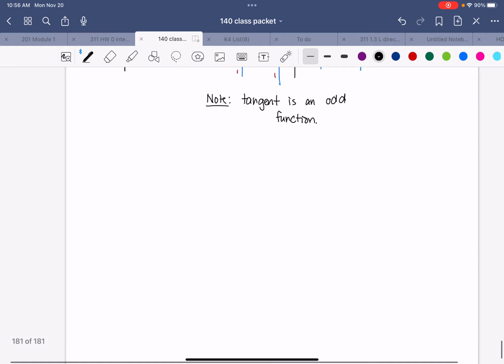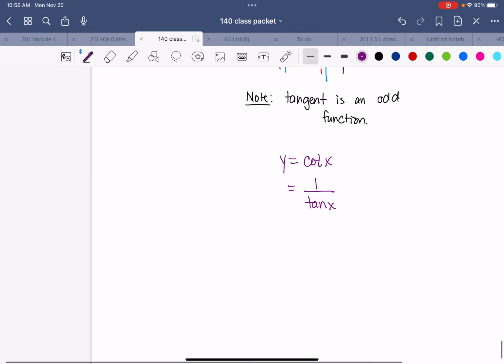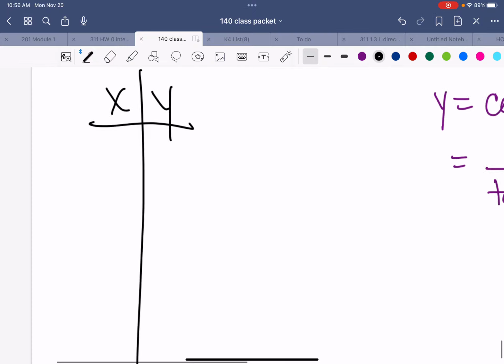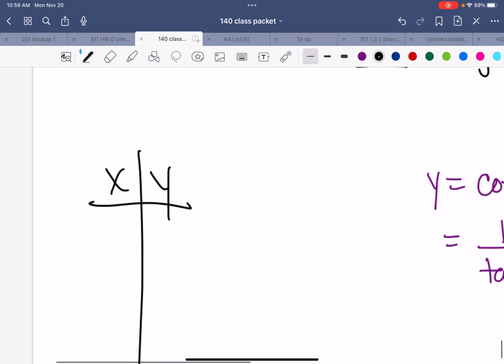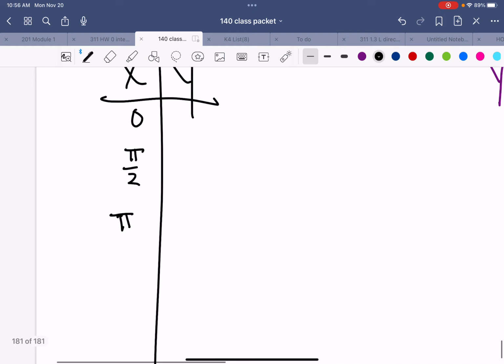So let's take a look at cotangent next. So y equals cotangent x. And we know that cotangent x is the reciprocal, right? So this is 1 over the tangent of x. So we're just going to take the reciprocal of the values here. So if we had x and y, and before, up top, we had 0 over 1, flip it over. So 0, pi over 2, pi, 3 pi over 2, 2 pi. Now we had 0 over 1, so now we're doing 1 over 0, and that's going to be undefined.